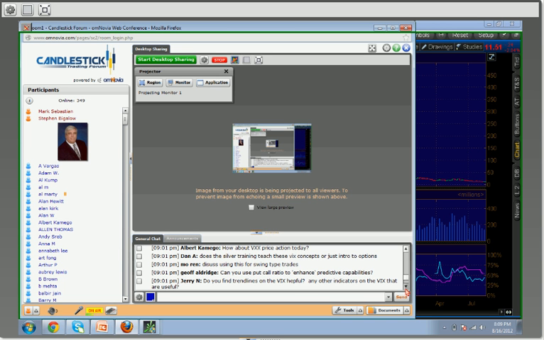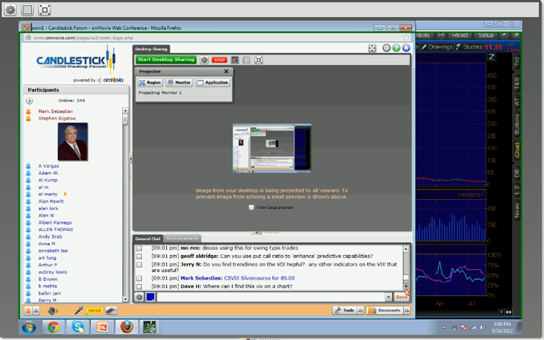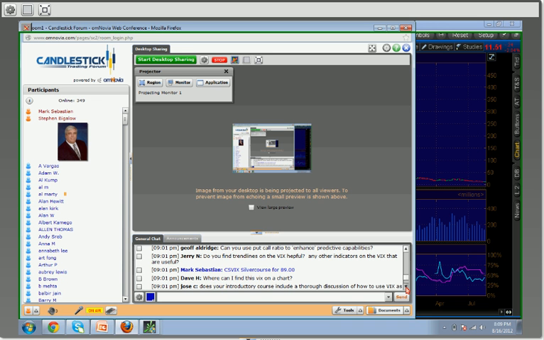Discuss using this for swing trades. Well, I think I just did. For swing trades, that kind of correlation break can be really great. Can you use put-call ratio to enhance predictive capabilities? You probably can. You find trend lines in VIX helpful? Well, the problem with the VIX is the trend line is going to be 20%.